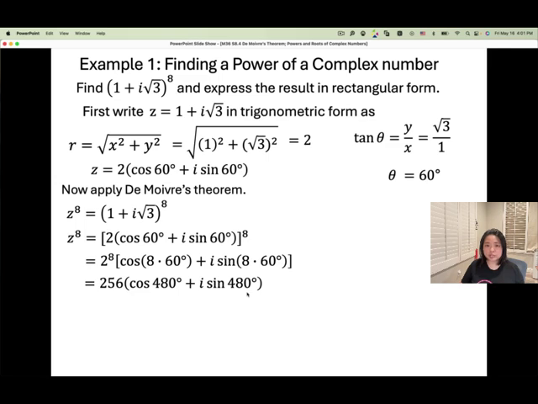So this is good, right? Let me write one more step. 480 and 120 degrees are coterminal, meaning I just subtract 360 from 480, so you get 120 here.